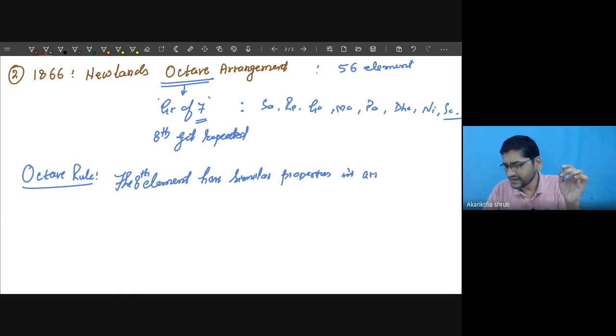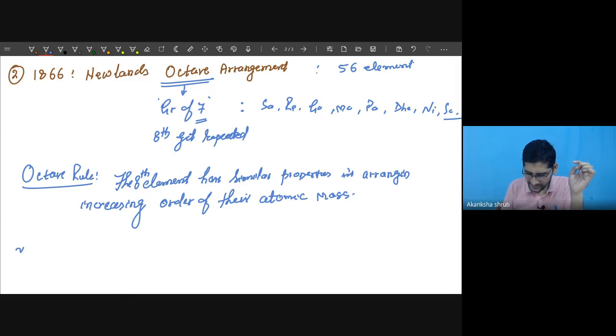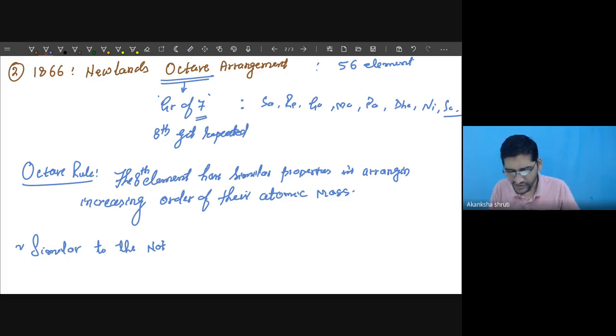In arranging in order of their atomic mass, the concept was similar to which one? This is asked in your NTSE and some other places. It is similar to the notes, or nodes, of a musical instrument.